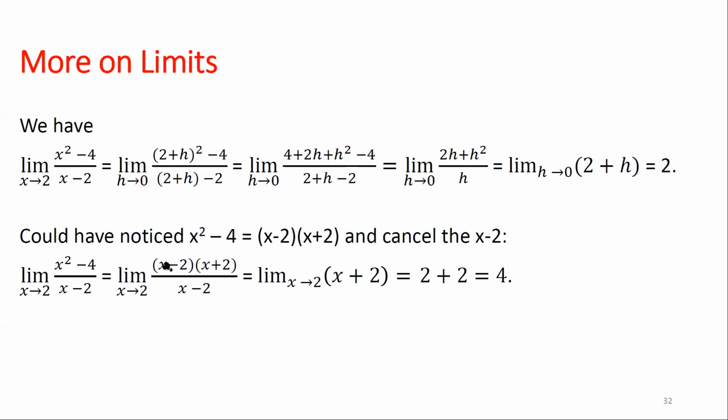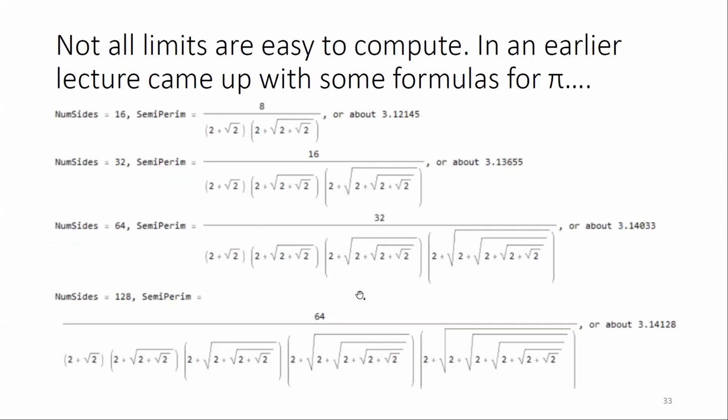And then we just cancel the x minus 2's. And then we have just the limit as x goes to 2 of x plus 2, and that's just going to be 4. So not all limits are easy to compute.